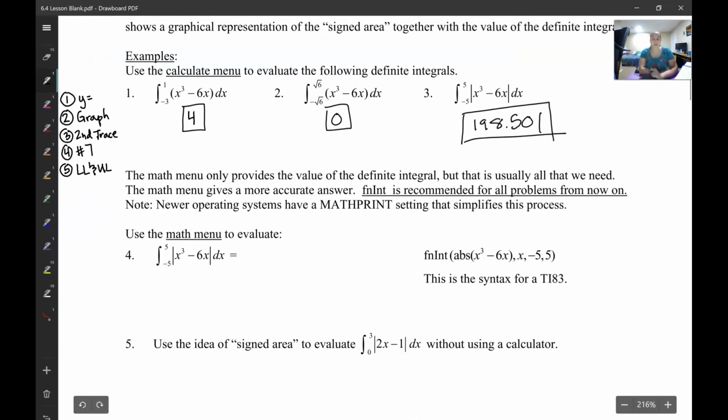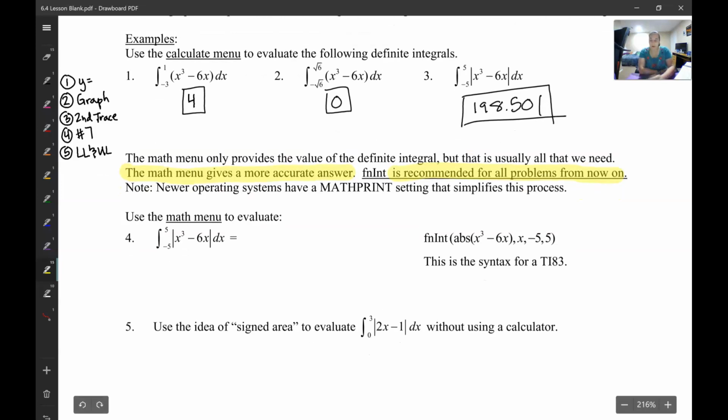Okay, let's try the second method by using the math menu. Now the math menu only provides the value of the definite integral, but that's usually all that we need. So you're not going to see like a picture graph this time. It's just going to give you the answer, but that's usually all that we need. Now here's the big part. The math menu gives a more accurate answer. So using this math menu is recommended from here on out.